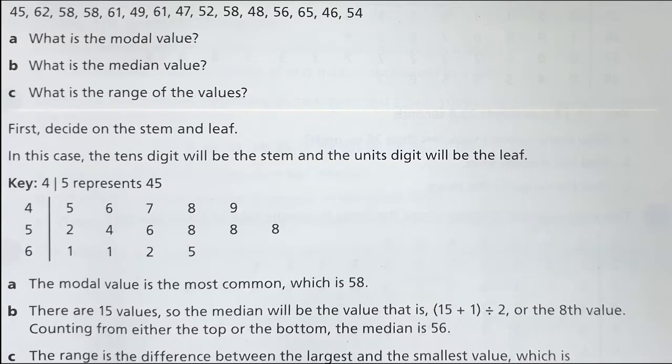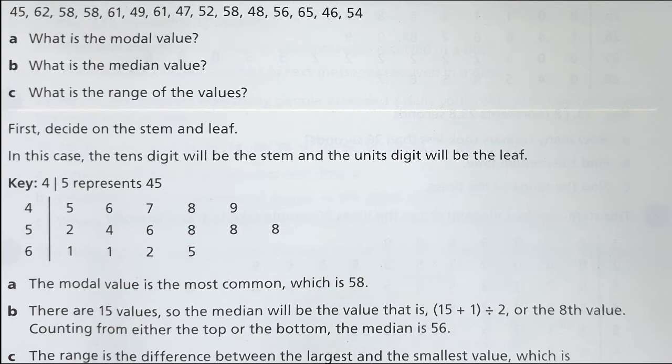So we write all the tens places. When we check the tens place, we have only 4, 5, 6. So we write before that vertical line 4, 5, 6. And we write out all the numbers which are in the units place. We have to write them in ascending order. So for the numbers in the tens place 4, we write all the numbers in ascending order.